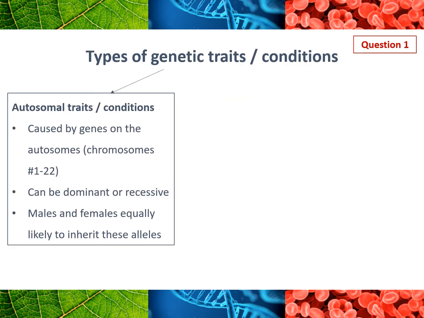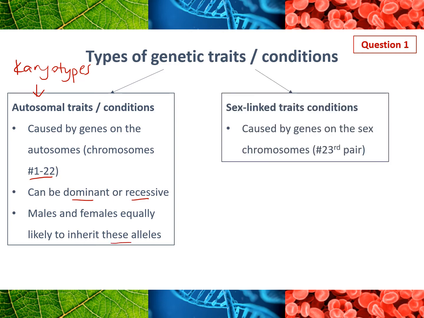Okay, so over the next couple of lessons, we're going to look at two different types of traits or conditions that can be passed on. So the first are autosomal traits or conditions. You might remember the term autosome from when we looked at karyotypes. Autosomes are basically the first 22 pairs of chromosomes. That's what we call the autosomes. So they're just our standard chromosomes. These traits or conditions that we're going to look at are dominant or recessive. And because these are the autosomes, males and females are equally likely to inherit these alleles.